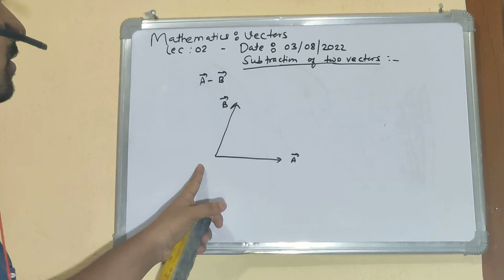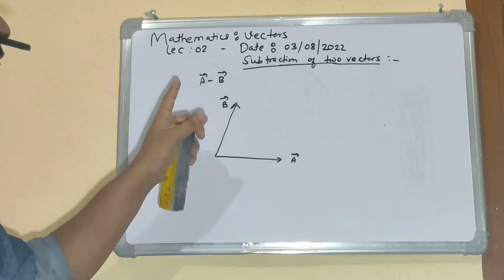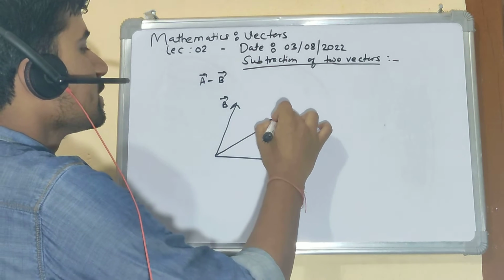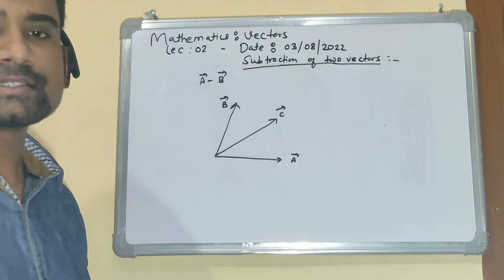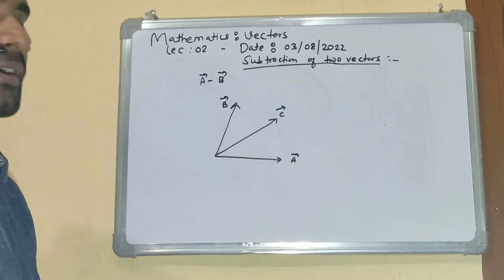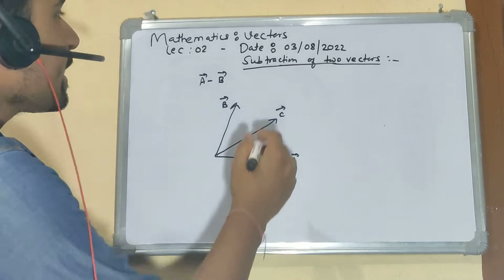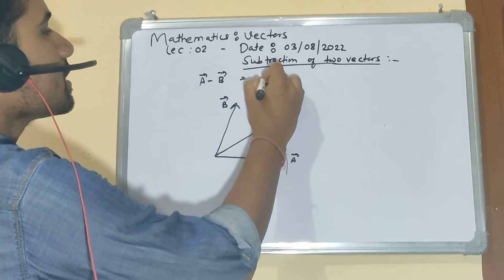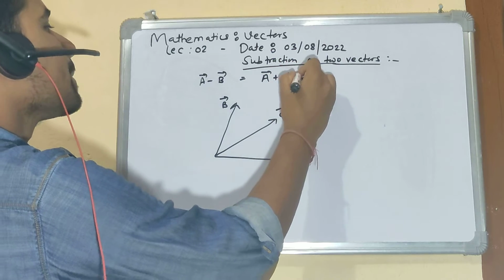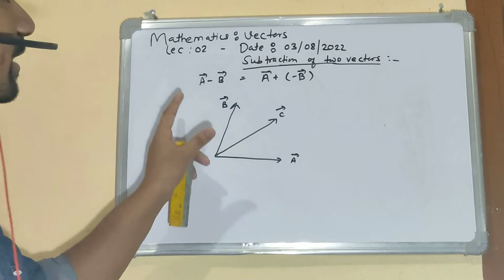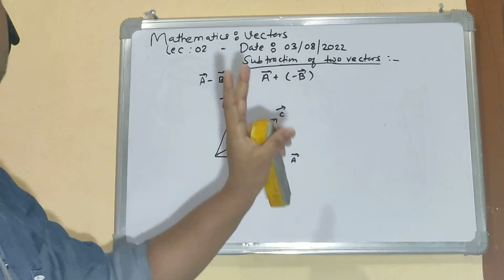The resultant will lie somewhere in between them, and this is the resultant vector. This is C vector, which is the resultant vector. Now we need to calculate subtraction of two vectors. So can I write subtraction in terms of addition? Isn't it like this: A vector plus minus B vector? Clear? So now I have converted this subtraction into a kind of addition.